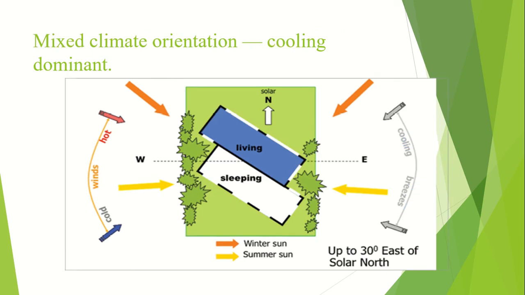Next is mixed climate orientation, where the climate is mixed. In that we should maintain a cooling dominant orientation of a house. So in that case, longer walls should be maintained in northwest and southeast direction, and short walls are provided in the other direction. Here also, yellow arrows denote summer sun and orange arrows denote winter sun.